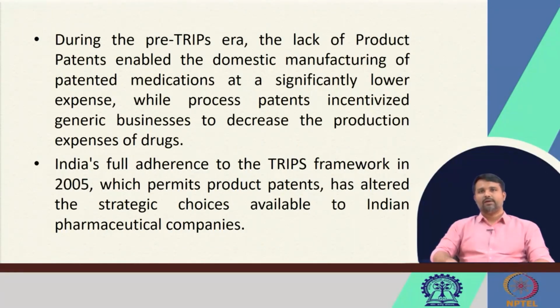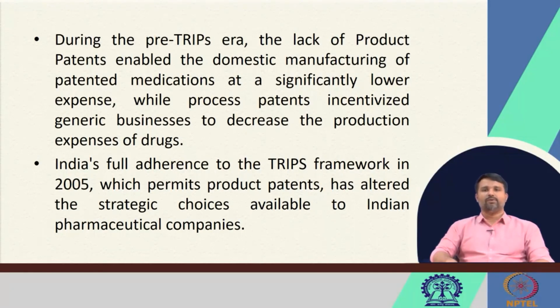During the pre-TRIPS era, the lack of product patents enabled domestic manufacturing of patented medications at a significantly lower expense, while process patents incentivized generic business to decrease the production expenses of the drugs. India's full adherence to TRIPS framework in 2005, which permits product patents, has altered the strategic choices available to Indian pharmaceutical companies. So, during a period between 1970 and 2005, product patents were not available for pharmaceutical products in India.